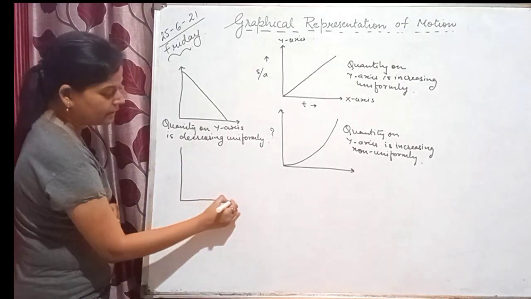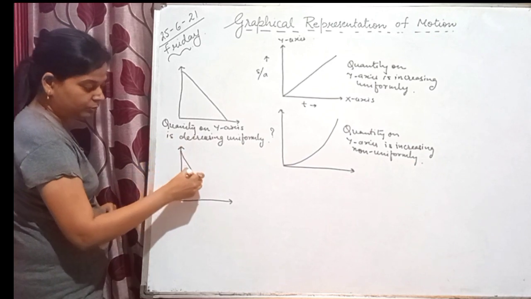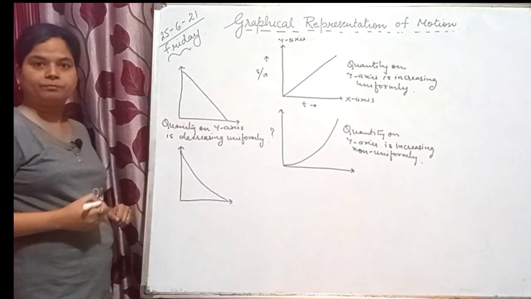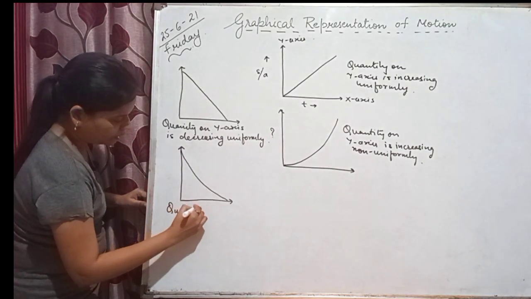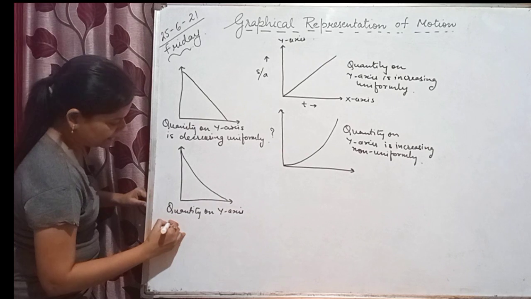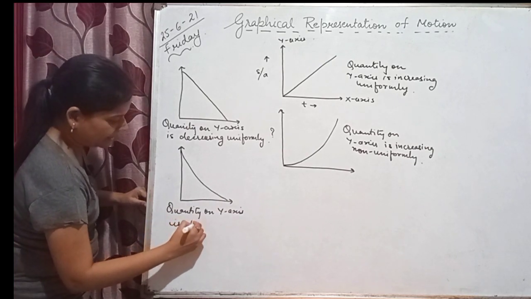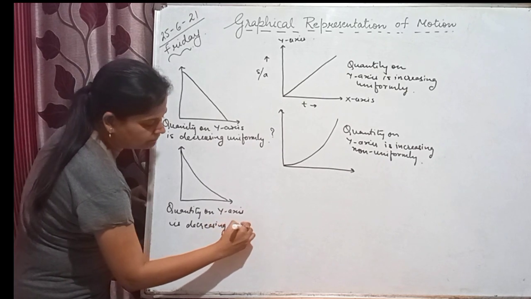Similarly, if you find a line coming down in a curved way, it means that the quantity on the y-axis is decreasing non-uniformly.